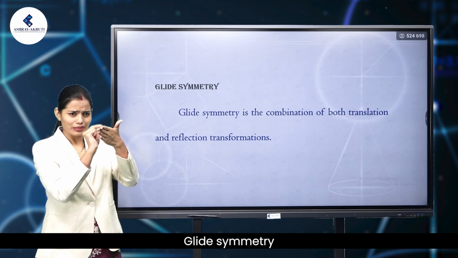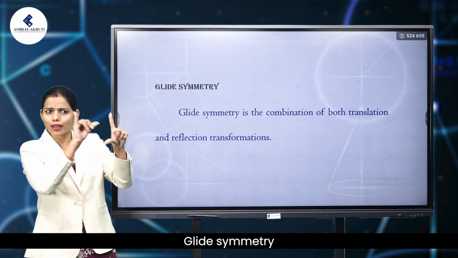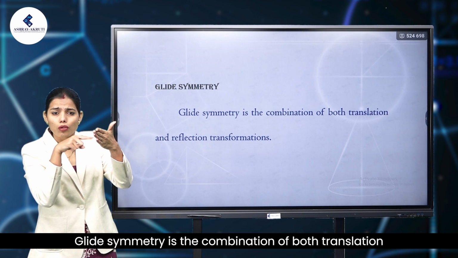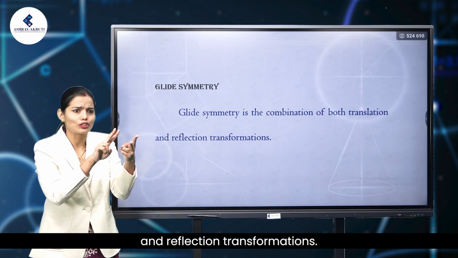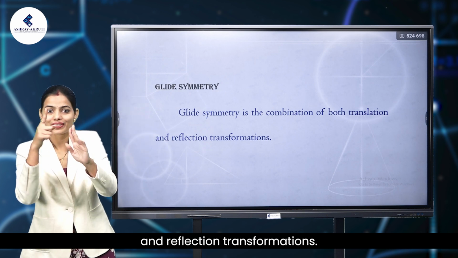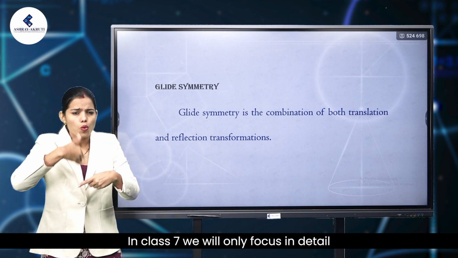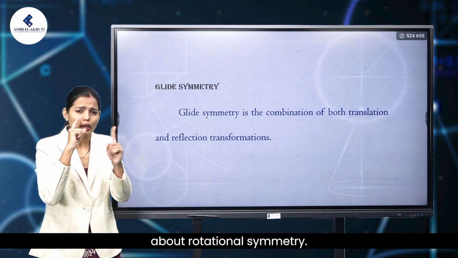Glide symmetry. Glide symmetry is the combination of both translation and reflection transformations. In class 7, we will only focus in detail on rotational symmetry.